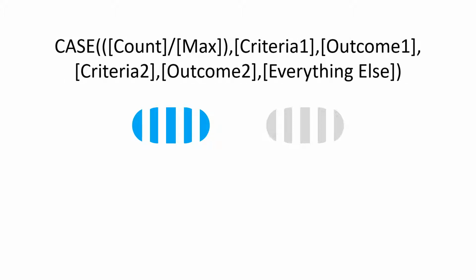So the actual calculation we use is this one here, where we do a count of the number of records observed over the maximum number of records. So we divide one by the other, that's going to come up with a number between 0 and 1. And then if it's criteria 1, we have outcome 1, and 2 and 2, and so on and so on.